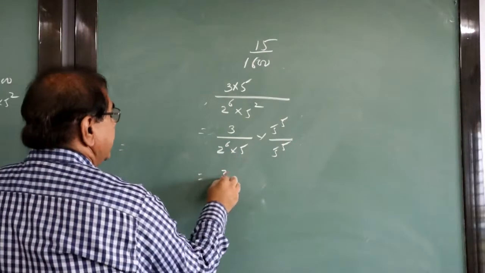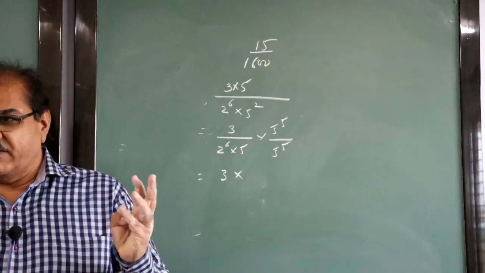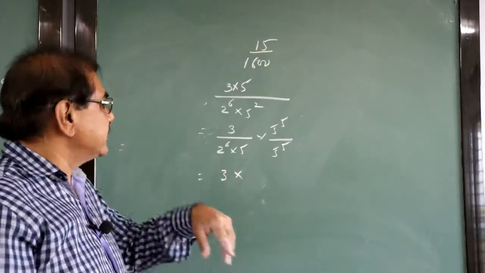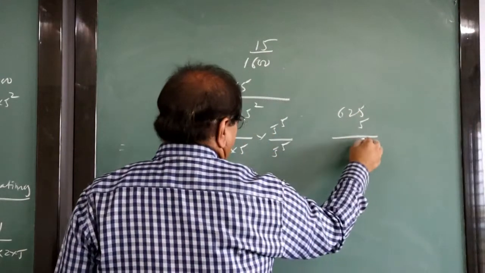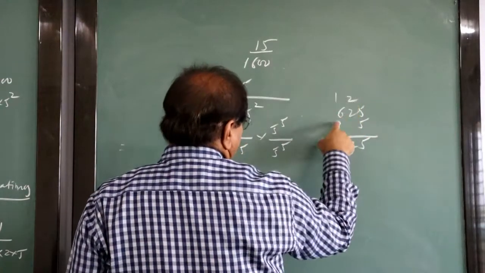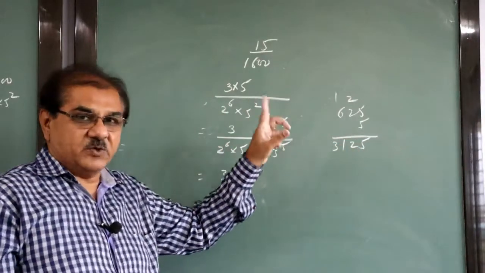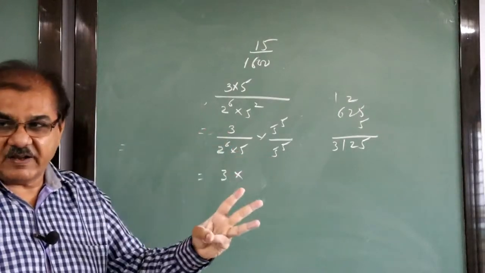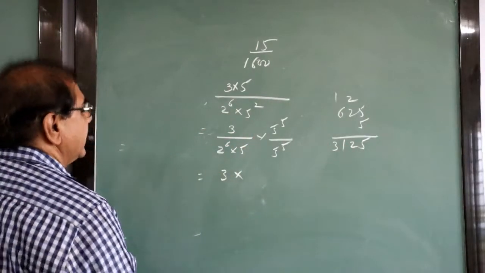So it is 3 multiplied by 5 raised to 5. What is 5 raised to 5? 5 5s are 25, 25 5s are 125, 125 5s are 625, and 625 5s are 3125. If you do it like this, you can get the answer.